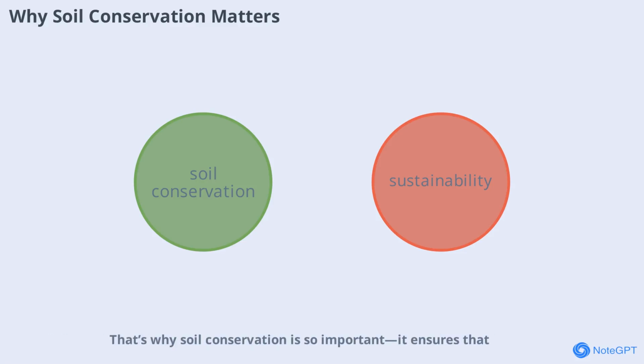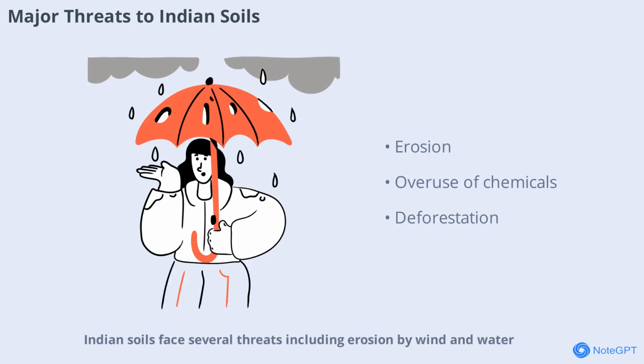That's why soil conservation is so important. It ensures that future generations can continue to benefit from this vital resource. Indian soils face several threats, including erosion by wind and water, overuse of chemical fertilizers, deforestation, and improper agricultural practices. These factors can reduce soil fertility, increase desertification, and harm biodiversity. Addressing these threats is essential for maintaining healthy soils.